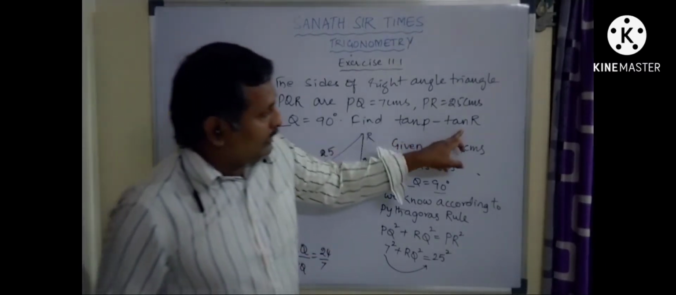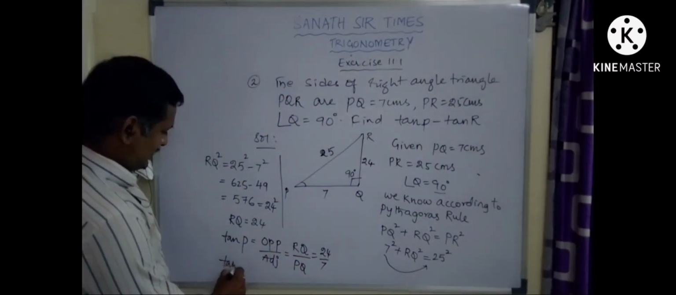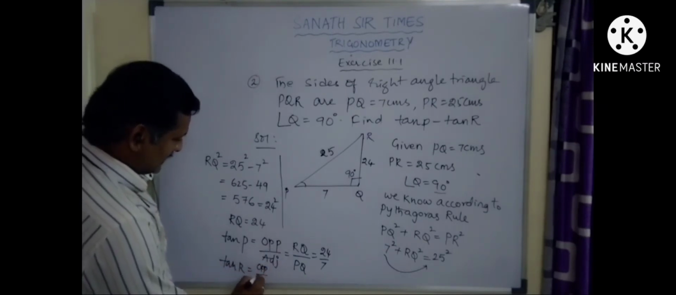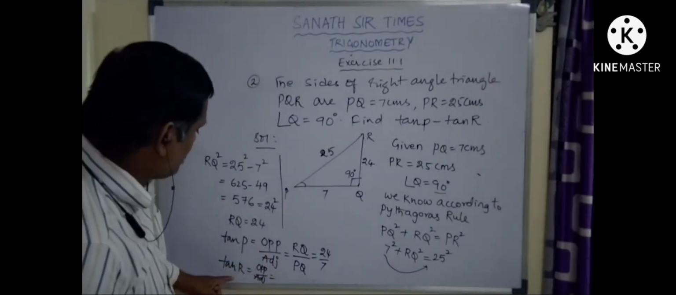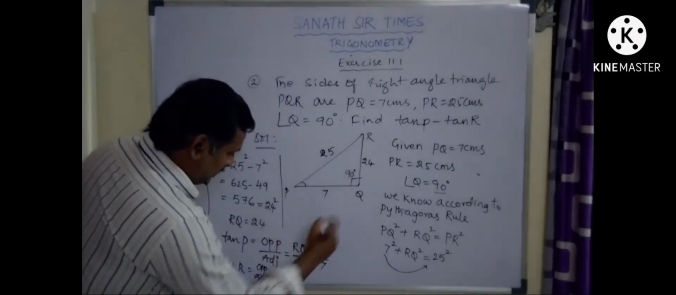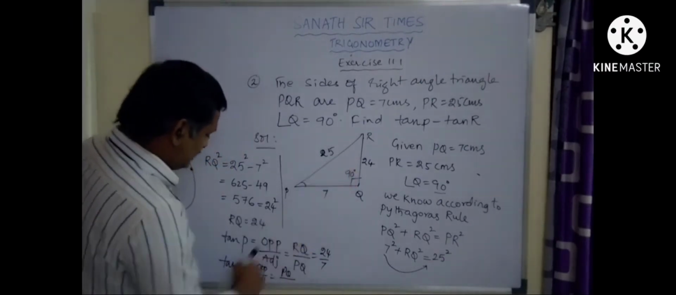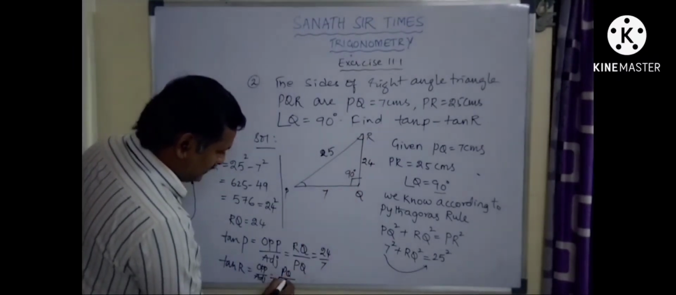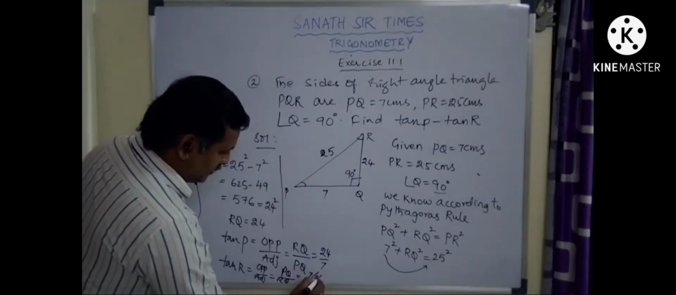You also need the value of tan R. Tan R again is opposite side by adjacent. But what is opposite side? Opposite side to whom? Opposite side to the angle R. Opposite to angle R is 7, which is PQ, by adjacent. Now adjacent to R, who is adjacent to R? This is adjacent to R, RQ. RQ. So this will be 7 by 24.